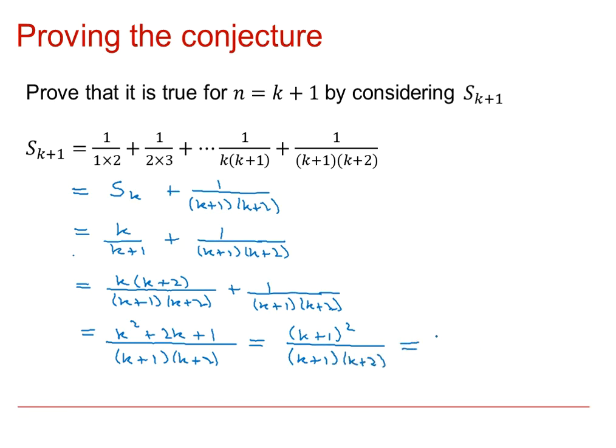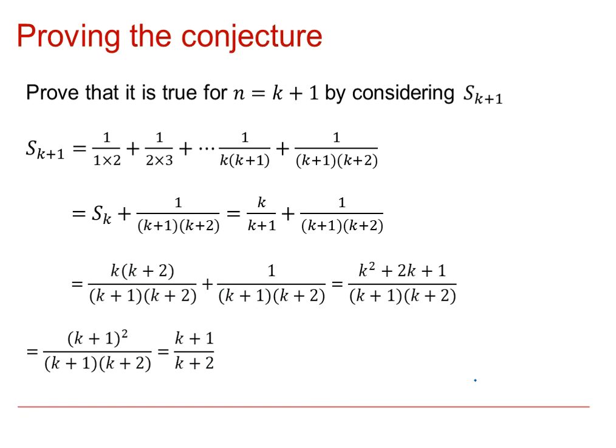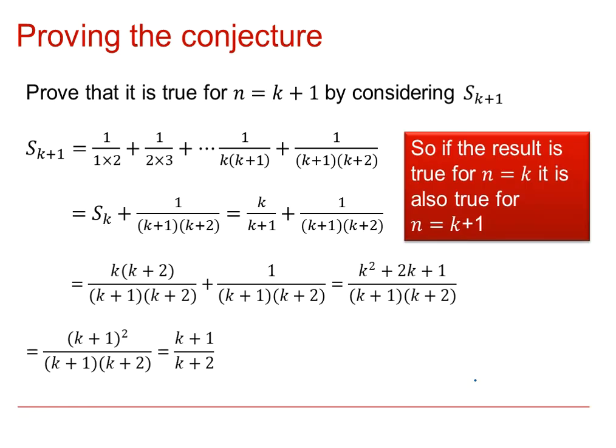And if we cancel down, we get the result k plus 1 over k plus 2, which is what we had to show was true for Sk plus 1. So we've now used our assumption for Sk to show that it is also true for Sk plus 1. And there's the full method for you to work through. So we now know that if the result is true for n equals k, it would also be true for n equals k plus 1.